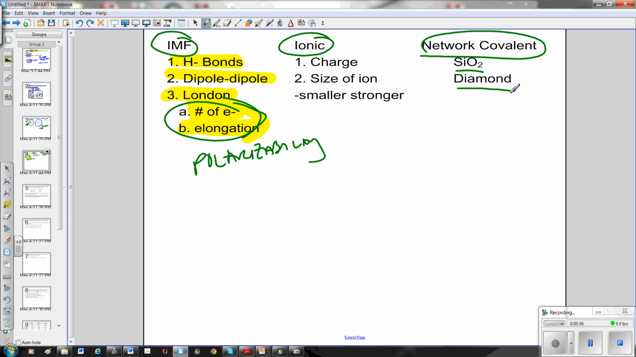Ionic compounds, the way we tell the difference between their forces, first is by charge of the ion. If the charge of the ion is the same, the way we separate them out is by their strength or stickiness, which is by the size of the ion. The smaller the ion, the stronger it is. So let's take a look at some problems.